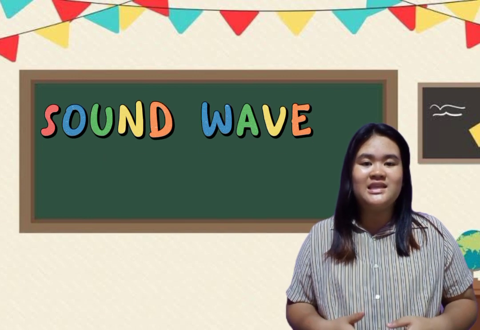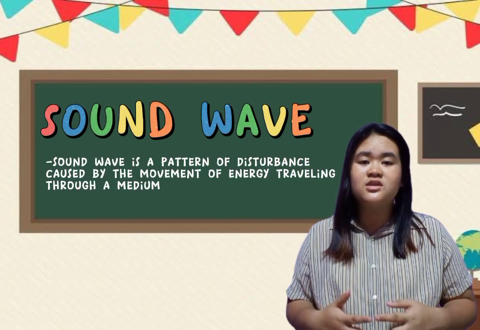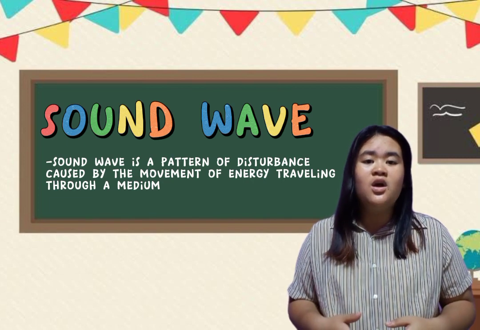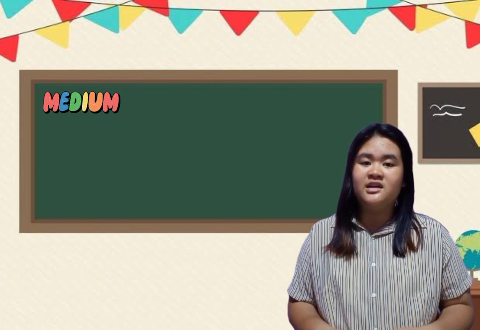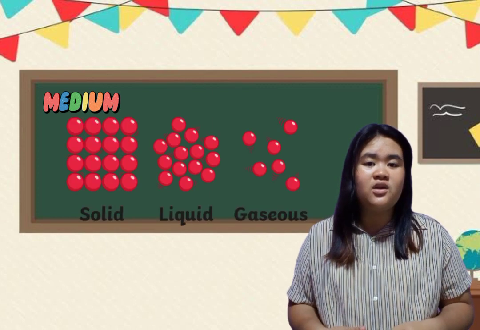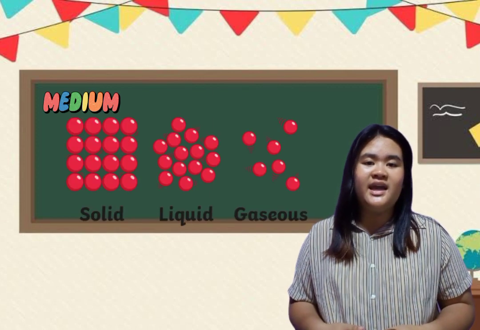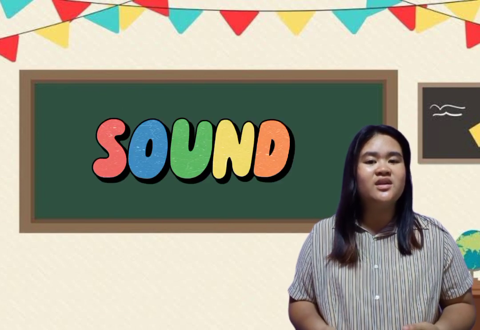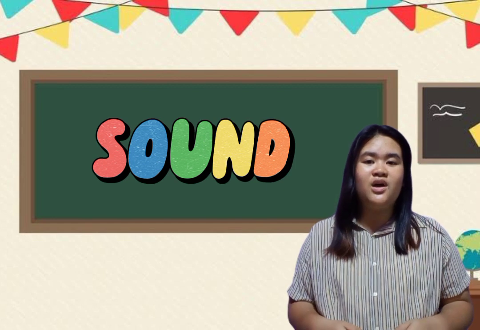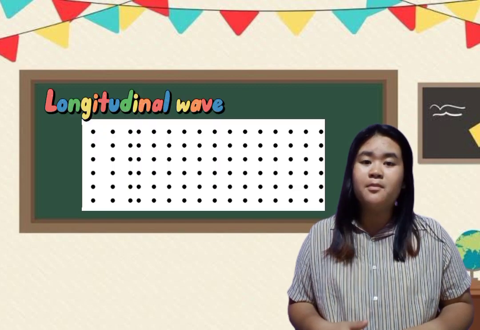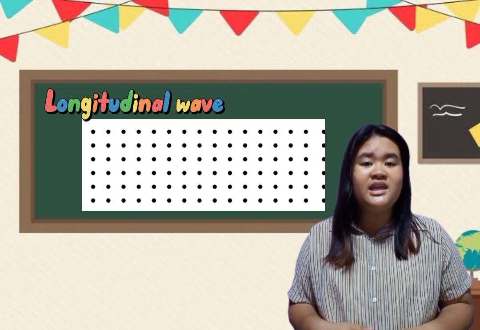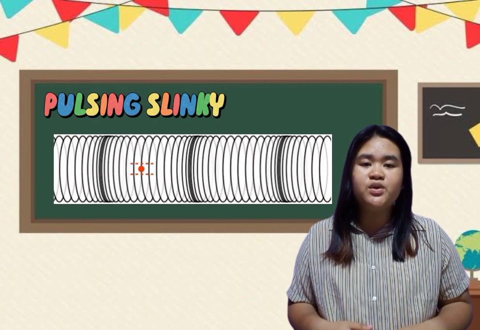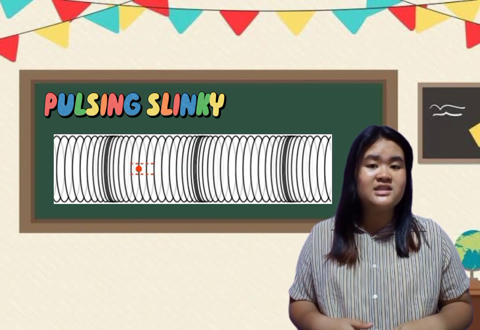A sound wave is the pattern of disturbance caused by the movement of energy traveling through a medium or any type of matter. It's either solid, liquid, or gas, as it propagates away from the source of the sound. So what is sound? Sound is an example of longitudinal wave. Particles disturb other particles next to them, which causes it to travel. The wave produced here is similar to a pulsing slinky.